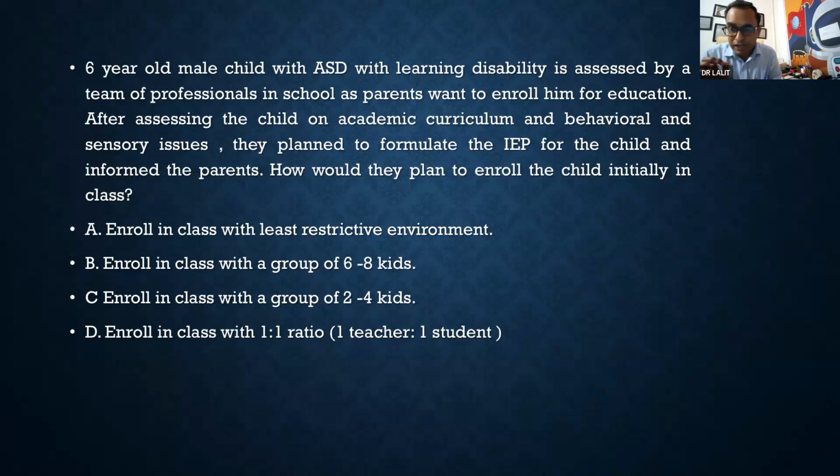This is the initial step. This is not the best. Probably he might not fit into that. We might require 6 to 8 kids, or we might require 2 to 4. That is for later. But the first step to be done is the least restrictive environment. So the answer is A. This is as per the IEP, and this is what they promote: inclusive education.